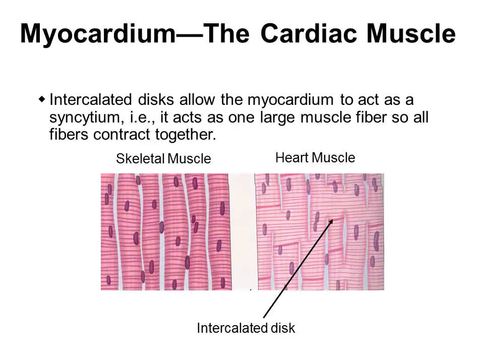So here's a picture that compares skeletal muscle to heart muscle. And heart muscle has these intercalated discs that substances can pass through from one cell to the next, causing contraction. So if this cell contracts, substances that cause this cell to contract will pass to the neighboring cells, causing those cells to contract, which will pass to the neighboring cells, and that will spread out like a wave throughout the heart, whereas you don't have that connection in skeletal muscle. So intercalated discs allow the myocardium to act as a syncytium, as one large muscle fiber, so they all contract together.